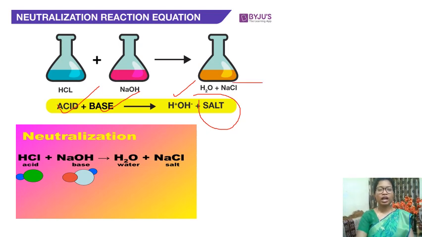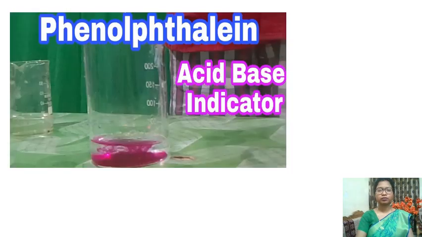Okay, so we have one example over here, hydrochloric acid and sodium hydroxide. What is the formula for hydrochloric acid? HCl. And what is the formula for sodium hydroxide? It is NaOH, and it forms water and sodium chloride, that is NaCl, which is a salt, and heat is also evolved in this reaction.